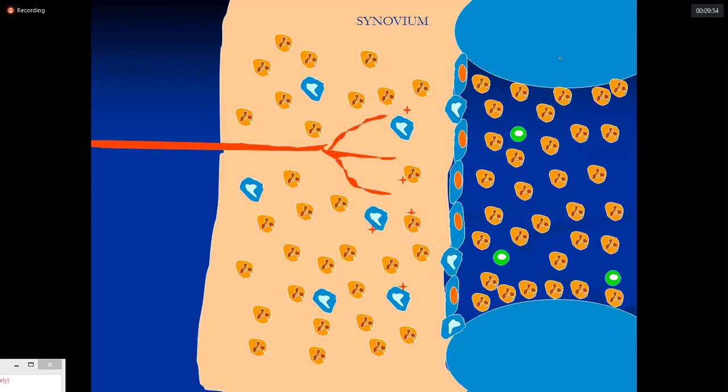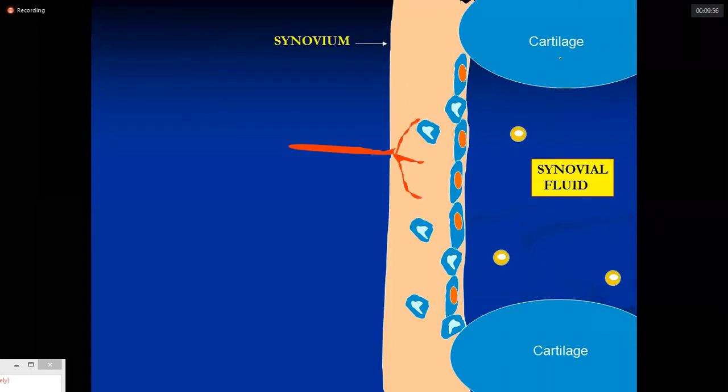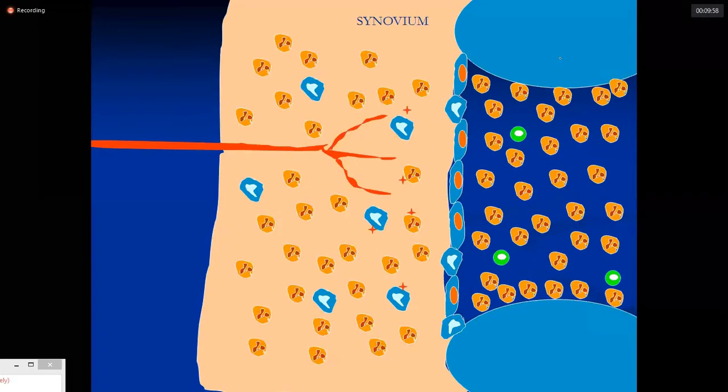So normally, the bacteria invades, the synovium thickens, and the bacteria produce proteolytic enzymes, and our body produces enzymes too, and they all will lead to damage of the articular cartilage.